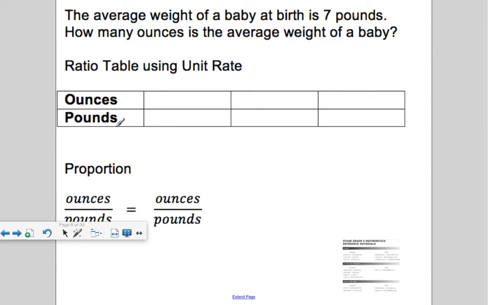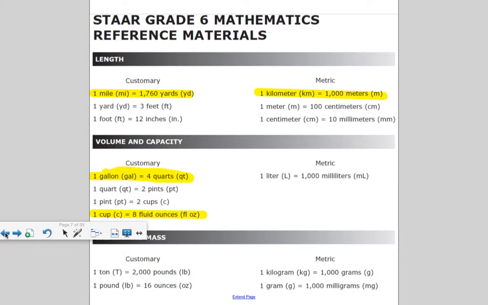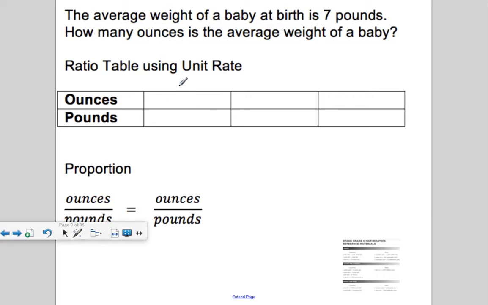The average weight of a baby at birth is 7 pounds. How many ounces is the average weight of a baby? Looking at your conversion chart, it will say ounces and pounds. 1 pound is the same as saying 16 ounces. So let's use a ratio table. 1 pound is equivalent to 16 ounces. How do I build that up to 7 pounds?